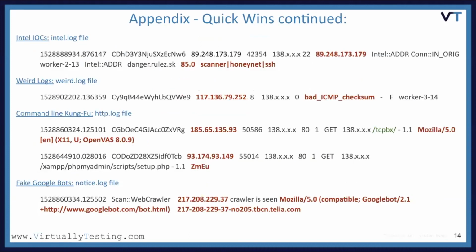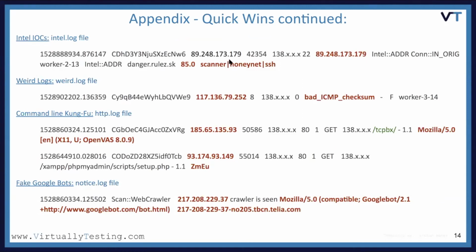And this is the second slide where I wanted to show some quick wins. The first one is the Intel IOCs, intel.log file. As I mentioned, for that to get enabled, you need to have the Intel framework enabled in Zeek. All that log is showing is, the first column is the timestamp. The second column is the unique identifier for that connection. Zeek keeps track of all the connections with a unique identifier.